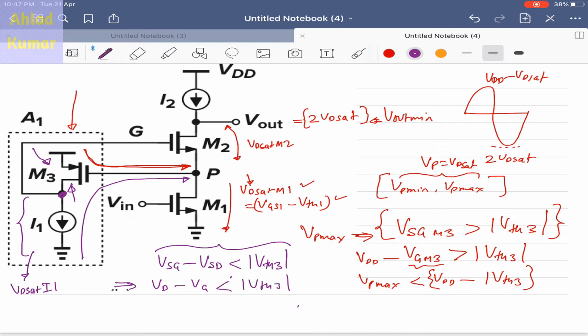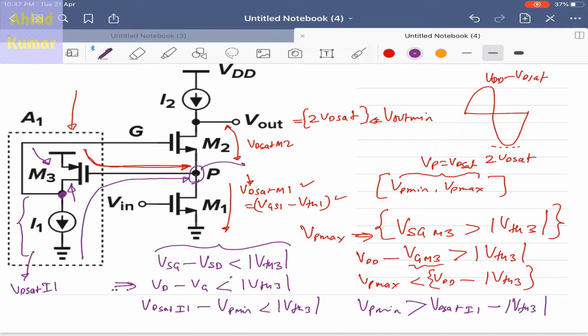So what is the value of VD? The value of VD is VD sat of I1 as discussed. And what is VG? VG is VP min. So what is the value of VP min? The value of VP min has to be greater than VD sat of I1 minus mod of VTH3. So you can see that clearly our VD sat, which we are saying that this voltage is VD sat, satisfies these two constraints, and it's lying in between.